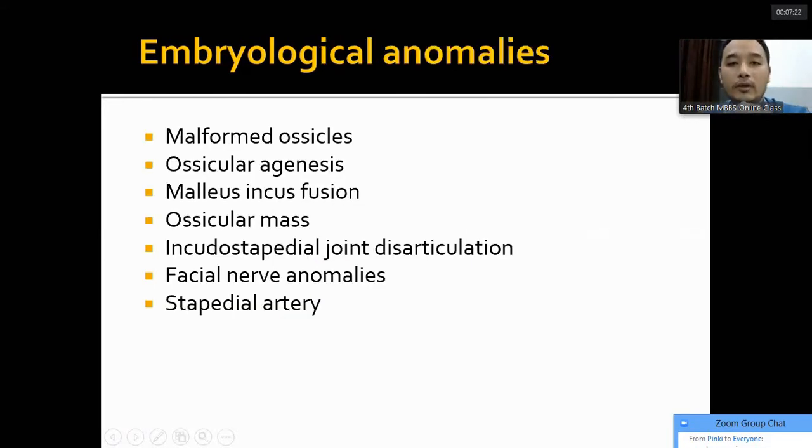Now, what embryological anomalies can occur when the development is disturbed? There may be malformed ossicles, ossicular agenesis where there would be no ossicles, Malleus-Incus fusion, ossicular mass, and incudostapedial joint disarticulation, all affecting hearing, and also facial nerve anomalies. It may also lead to a persistent stapedial artery, an artery which should degenerate but persists. These are the embryological anomalies in the development of the middle ear.